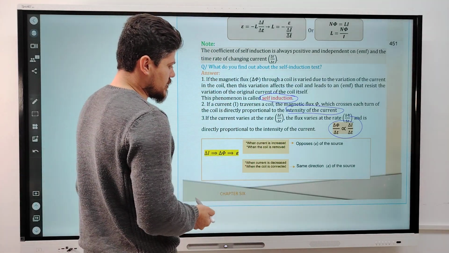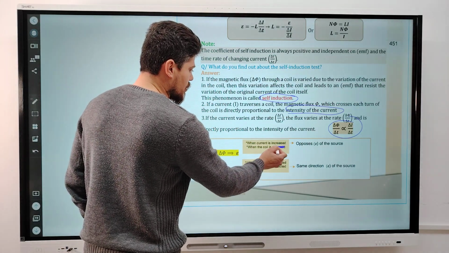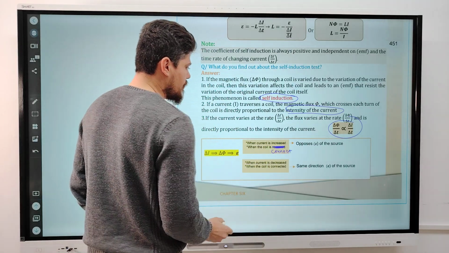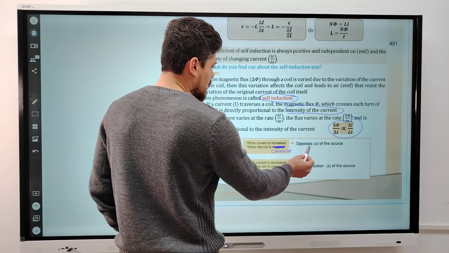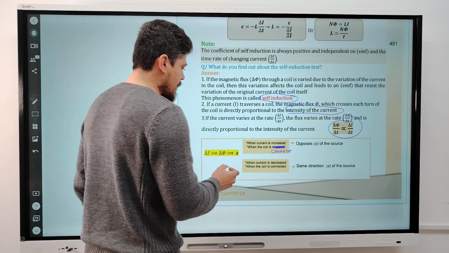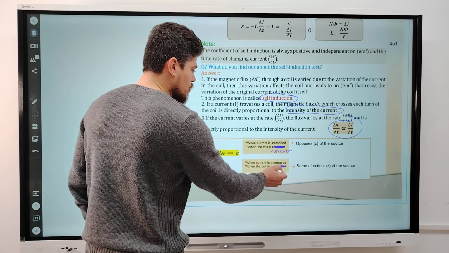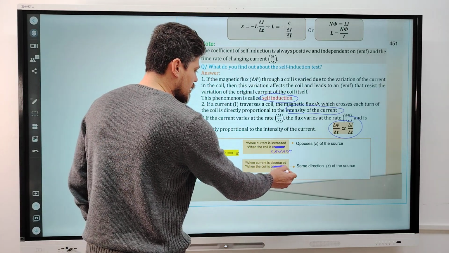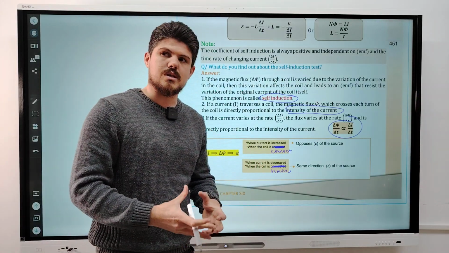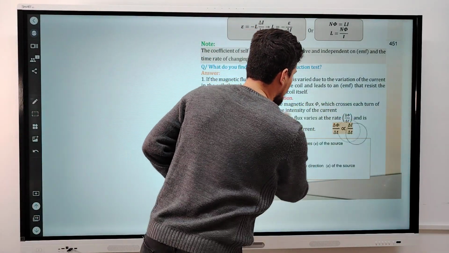When the current is increased, or when the coil is connected, the EMF is produced opposite to the source. They are in opposite directions. But when the current is decreased, or when the magnetic core or the coil is removed, the induced current becomes the same direction as the source, increasing the magnitude of the current.